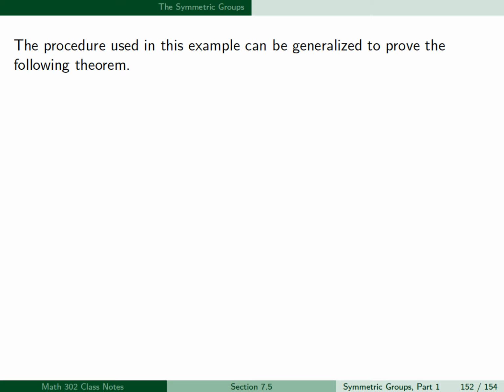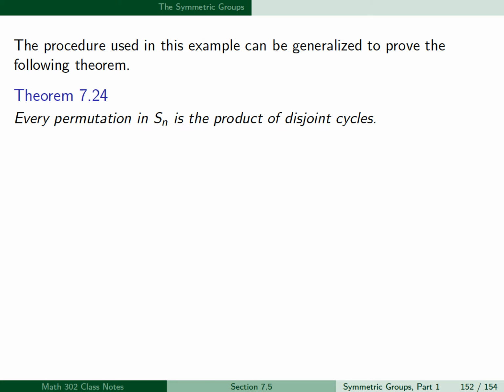Now the procedure used in this example can be generalized to prove the following theorem. This is Theorem 7.24. Every permutation in S sub n is the product of disjoint cycles.